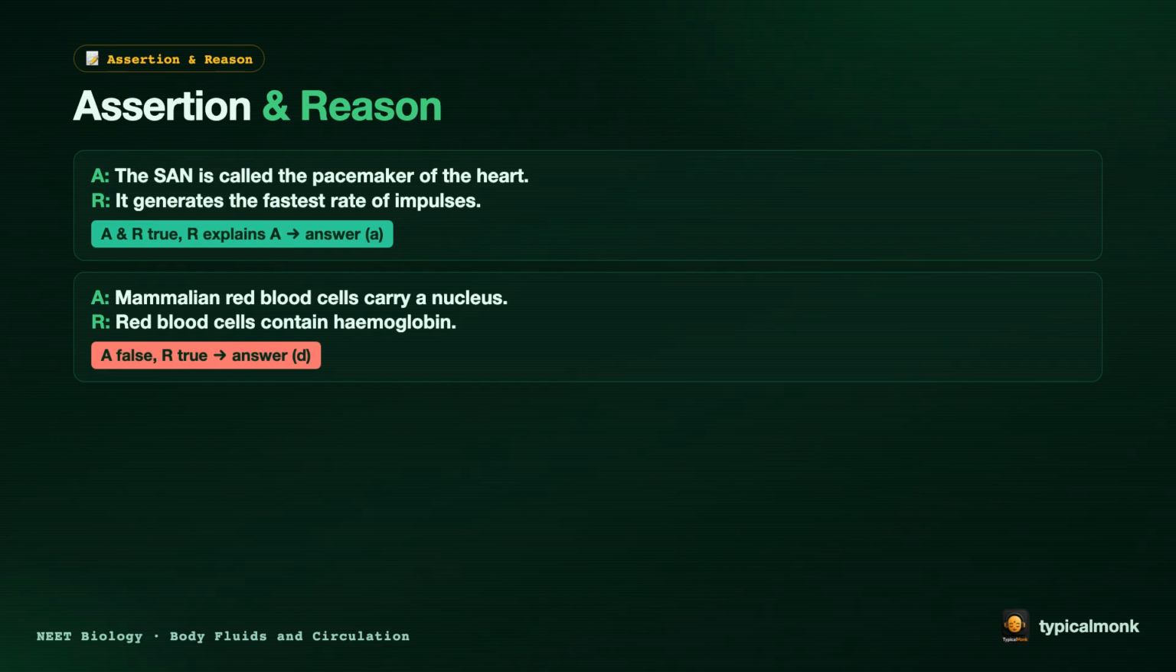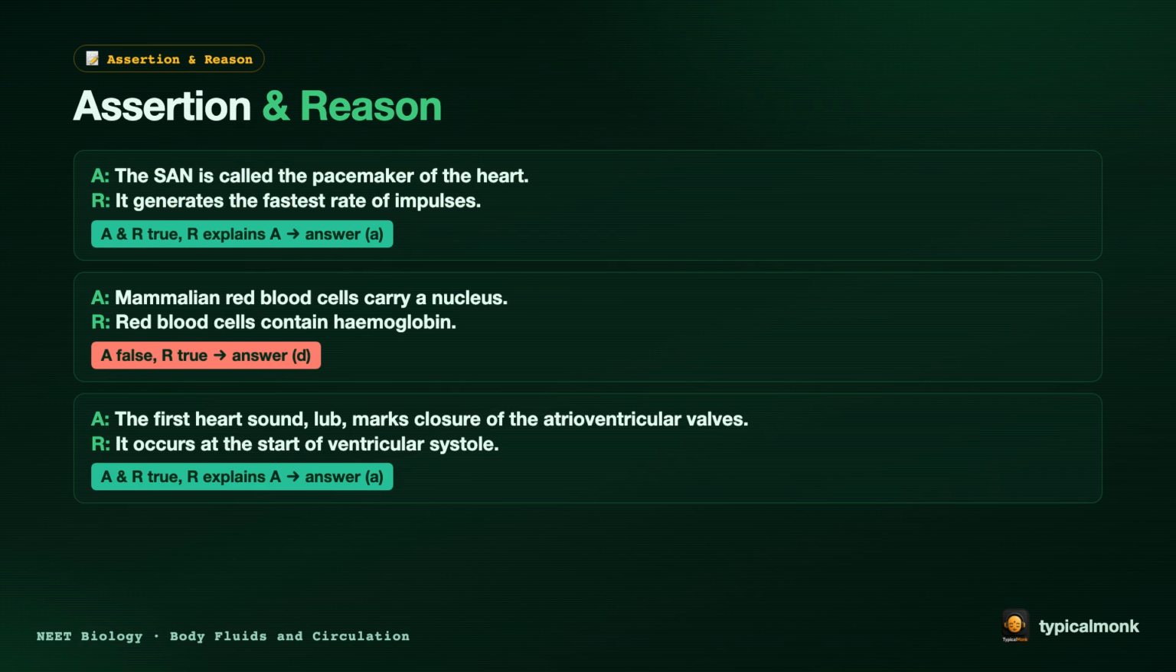Second, A. Mammalian red blood cells carry a nucleus. R. Red blood cells contain hemoglobin. Here A is false, but R is true, so the answer is D. Third, A. The first heart sound, lub, marks the closure of the atrioventricular valves. R. It occurs at the start of ventricular systole. Both are true, and R explains A, so the answer is A.